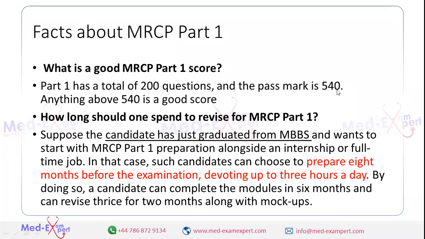Scoring is, I'm afraid, not quite clear. They equate it based on what percentage of the questions you have answered correctly, relative to the difficulty level. They grade a difficulty level for a particular paper, then see how many of the questions you have correctly answered, and based on that they give a score.